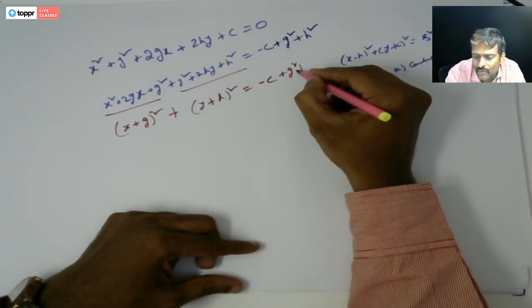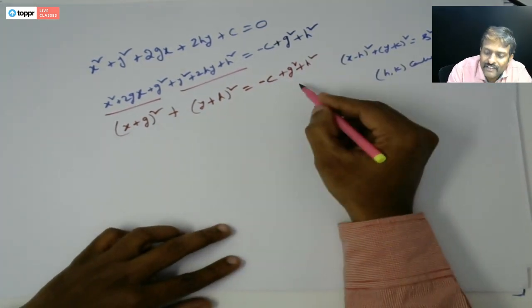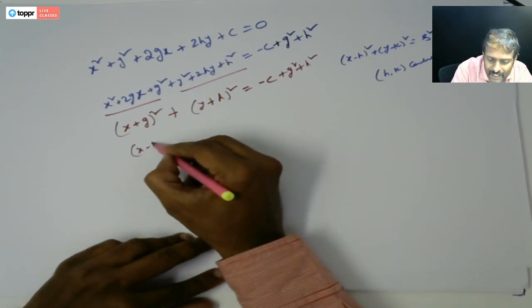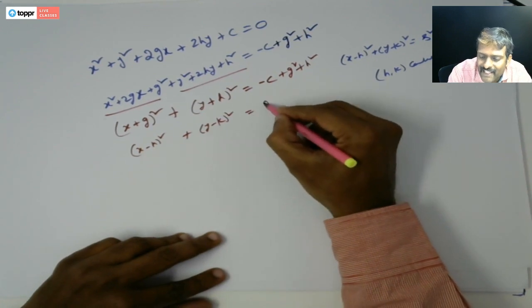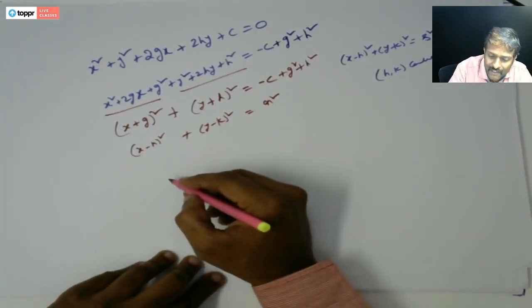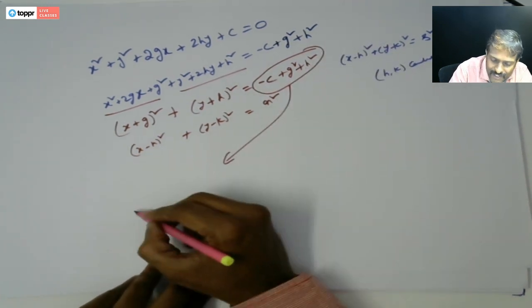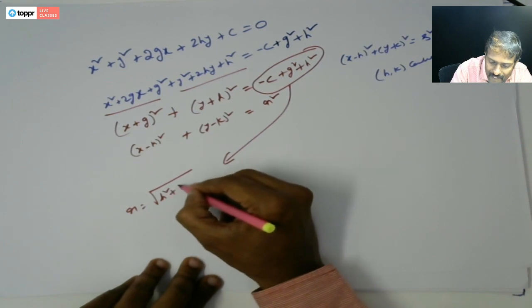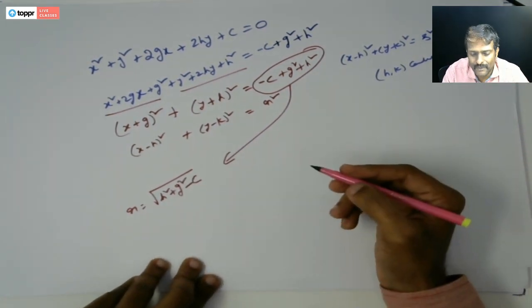So I here have g square and h square, right. Now if you look at this carefully, if you can compare this with x minus h whole square plus y minus k whole square is equal to r square, here I will have this as my radius. So the radius would be equal to square root of h square plus g square minus c. Right.